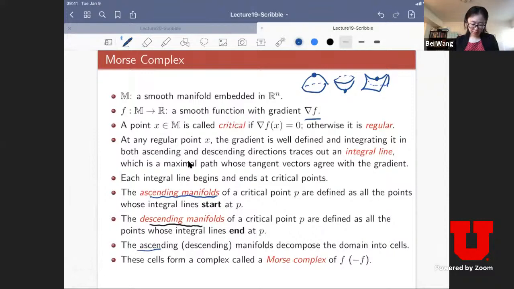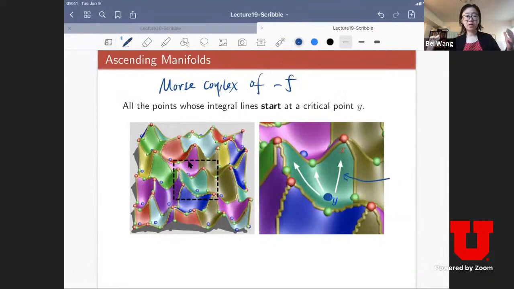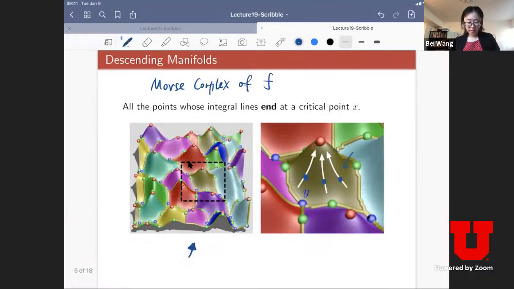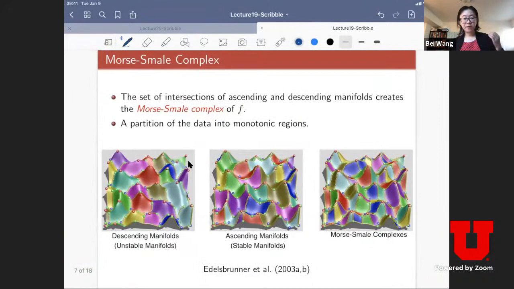So for example, all the colored cells here are two-dimensional cells. All the colored cells here are also two-dimensional cells, but one comes from the descending manifold and one comes from the ascending manifold. Then the definition of the Morse-Smale complex. Well, first of all, before I talk about the Morse-Smale complex, each of those cells forms what's called the Morse complex of f and minus f, as I just described. And then the final thing is that if I take the intersection of those cells, which is the intersection of ascending and descending manifolds, that gives you what's called the Morse-Smale complex.